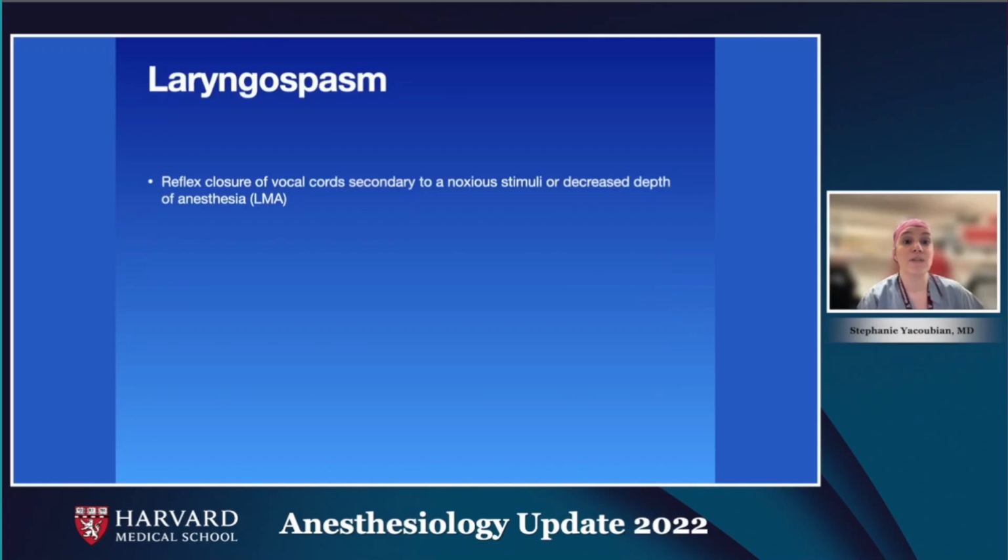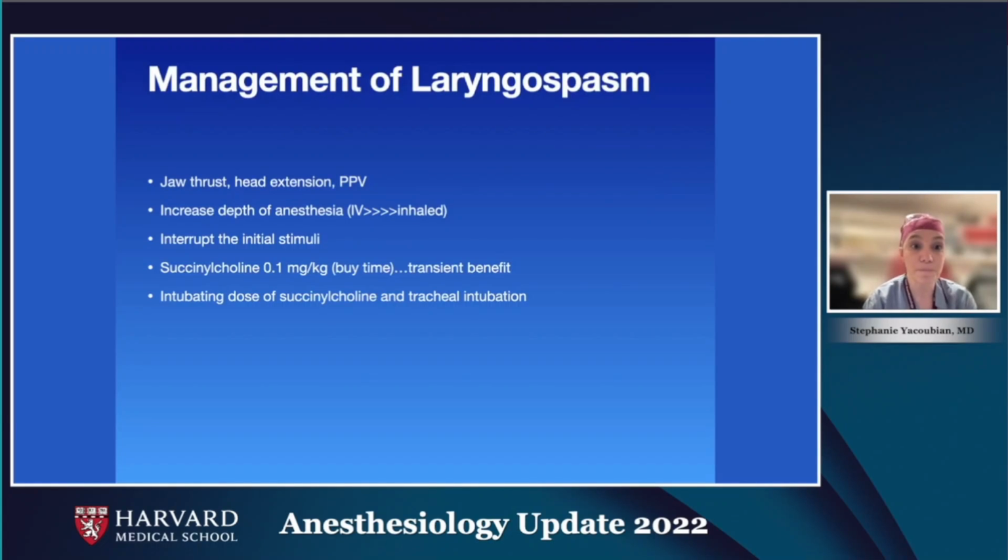This is a reflex closure of the vocal cords secondary to a noxious stimulus, or if your depth of anesthetic is decreased and your patient has an LMA in place, sometimes the laryngospasm can be triggered in that scenario. How do you manage laryngospasm?